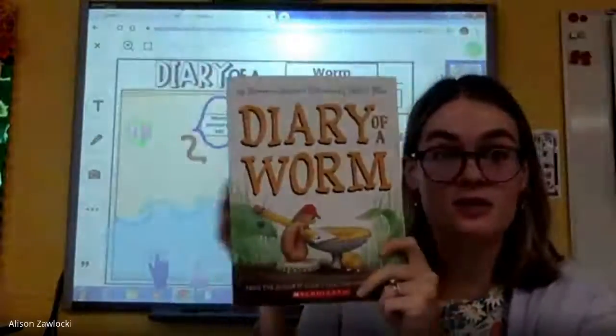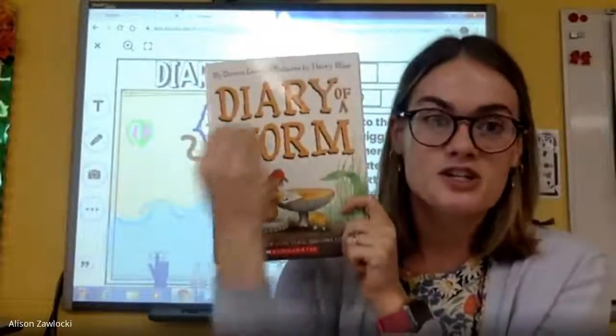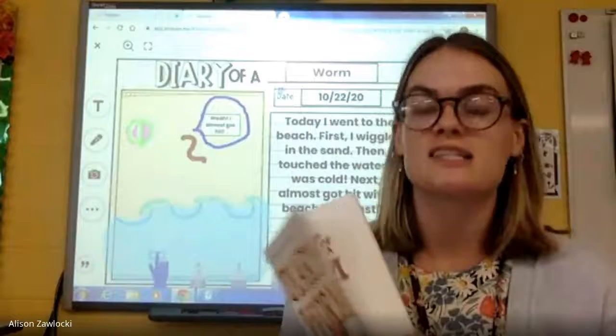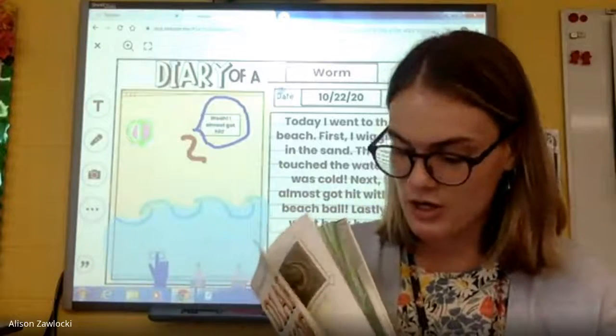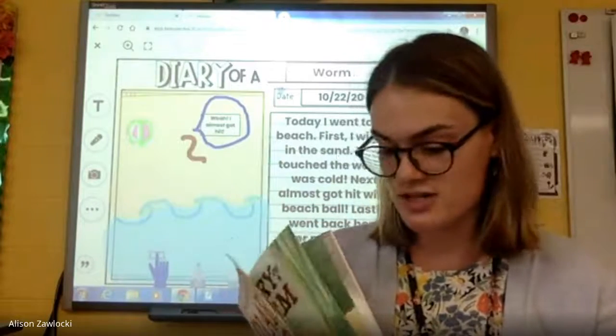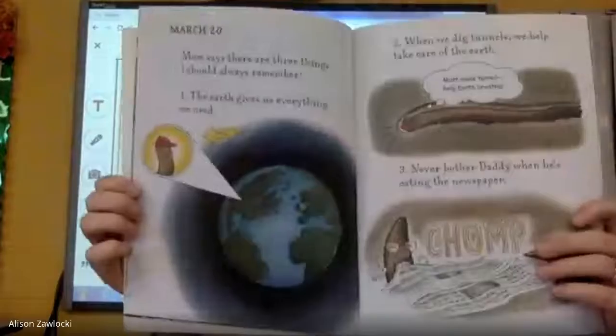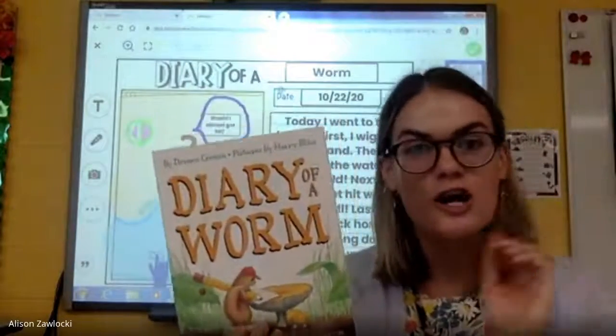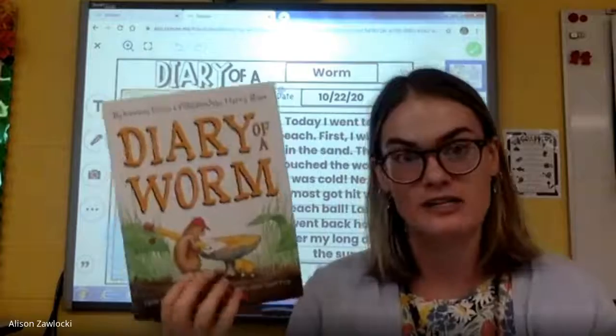Well, I love this story because it tells us and it shows us that sometimes in stories we have to pay attention to who is telling the story or who is writing the diary entries in this book. So we notice that it's from the worm. So we have to pay attention to who is telling the story and whose perspective it is.